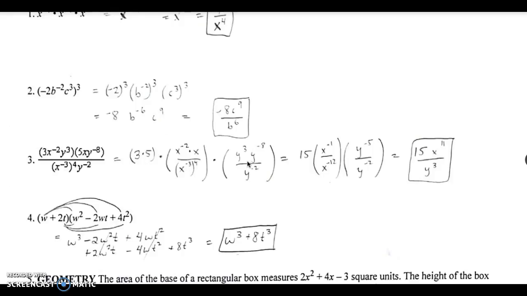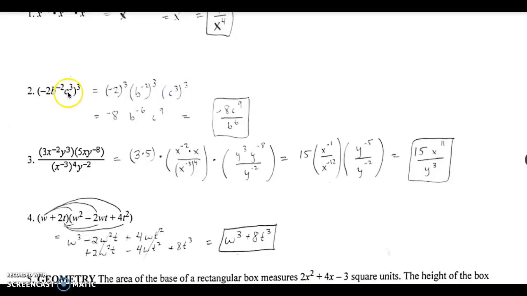For question 2, you've got negative 2 times b to the negative 2 power times c to the third power, and that whole thing is raised to the third power. So the first thing I'm going to do is use property 3 off the exponent properties poster and distribute this third power to each of the terms inside the parentheses. So we have negative 2 to the third, b to the negative 2 to the third power, and c to the third power.